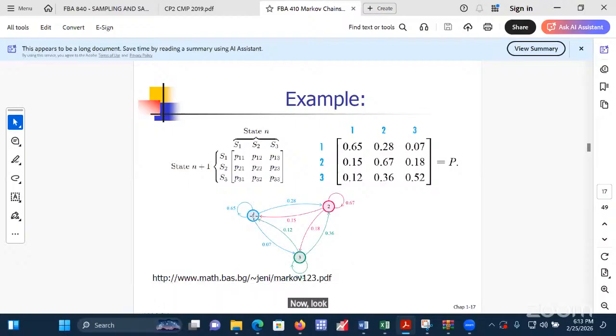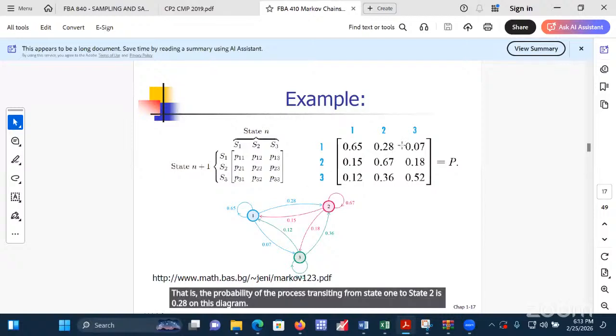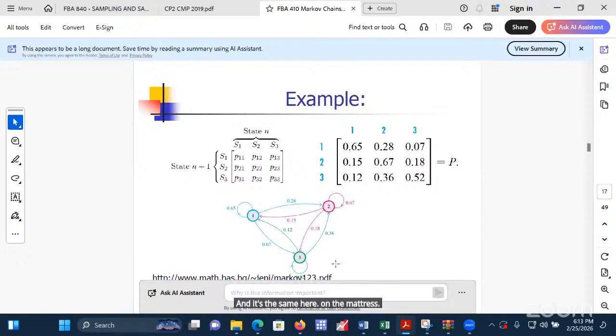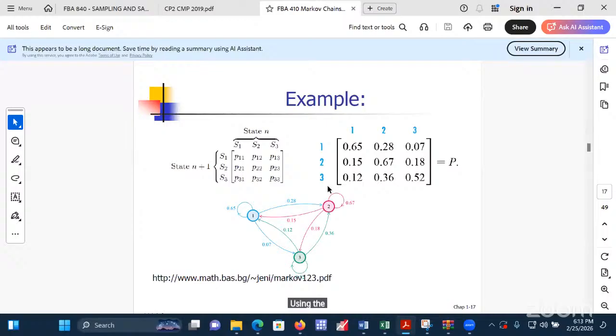Now look at 1. You see the blue arrow moving from 1 to 2. That is the probability of the process transiting from state 1 to state 2, which is 0.28 on this diagram. And it's the same here on the matrix. So if you follow through, you will see that the diagram is actually produced using the matrix above. This diagram is called the transition graph. The matrix, the arrangement of objects in rows and columns, is the transition matrix. This contains the probabilities of the process transiting from one state to another.